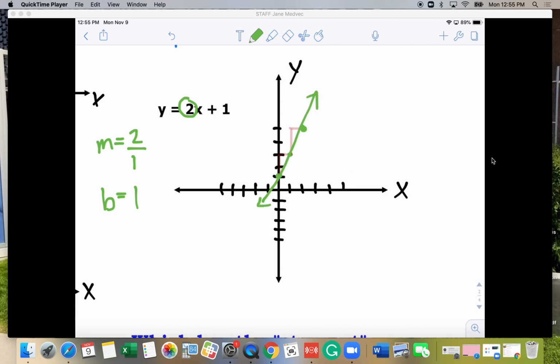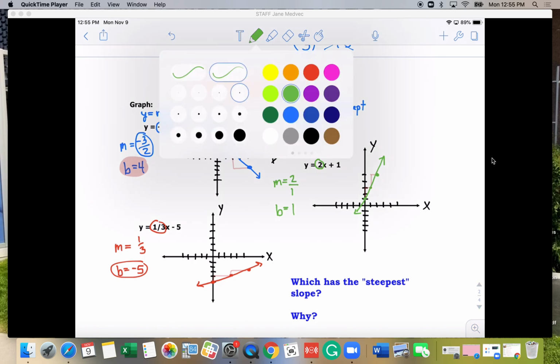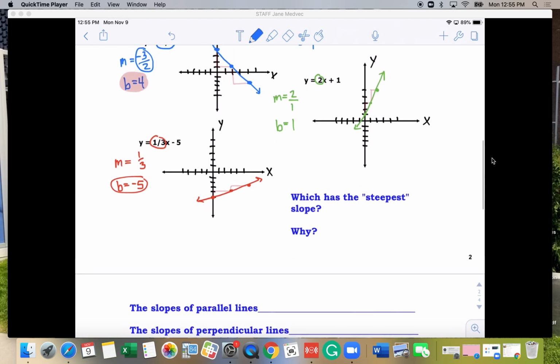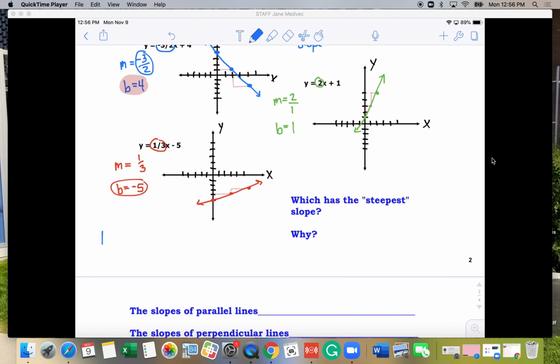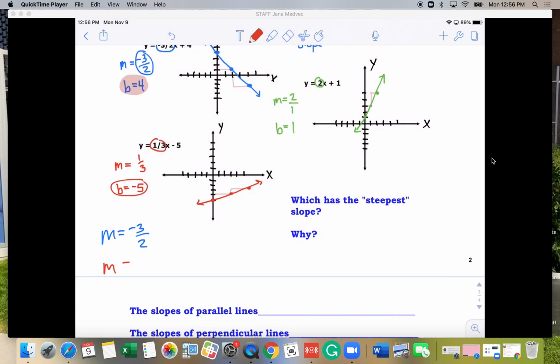Notice that I'm putting arrows on the end of it because it keeps going. So now here's a question. What has the steepest slope? So when you're looking at the slopes, again, you're going to notice that the blue was m equals negative 3 over 2. The red was m equals 1/3. And then the green was m equals 2, or 2 over 1.